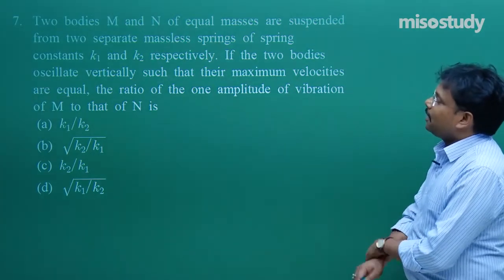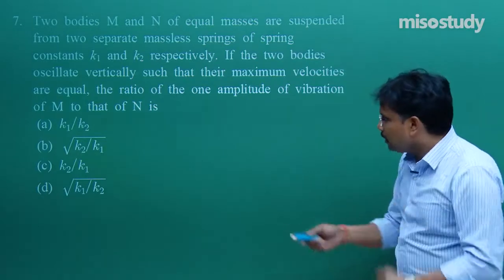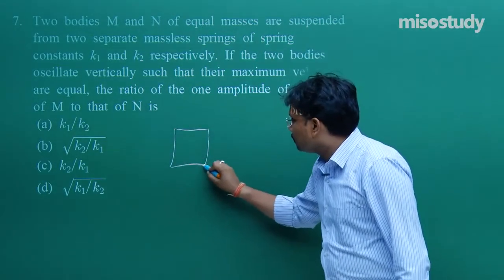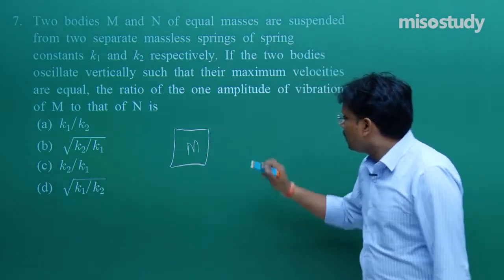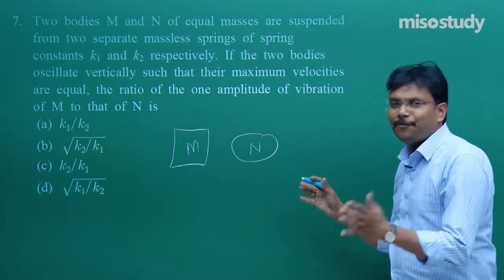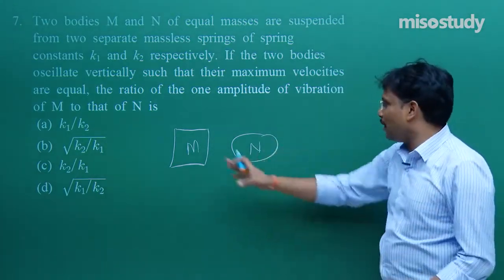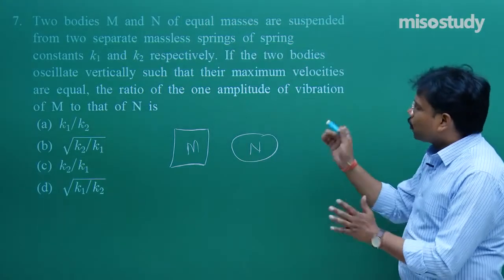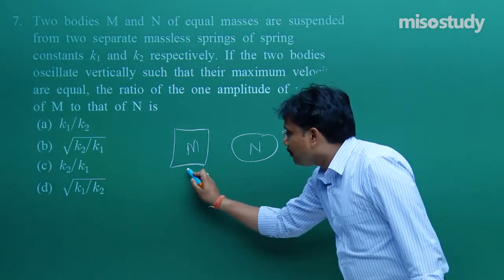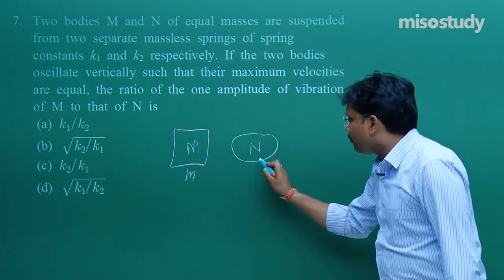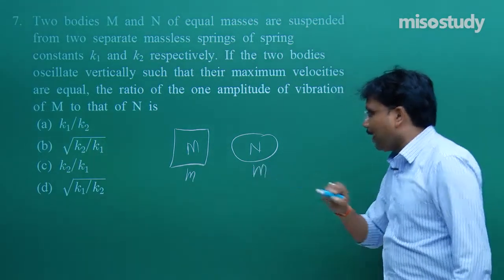So two bodies M and N. Let me give you a quick, simple diagram. Body may be M and let's say body N, just to show you that these two bodies are different. One is M, another is N. Any shape, of equal mass. So the mass of body M is M, let's say, and the mass of body N is also M.